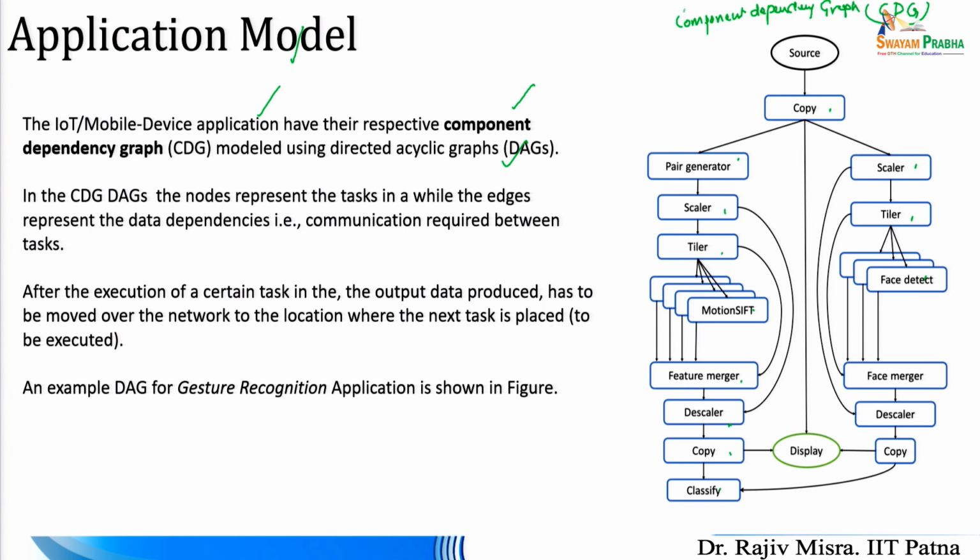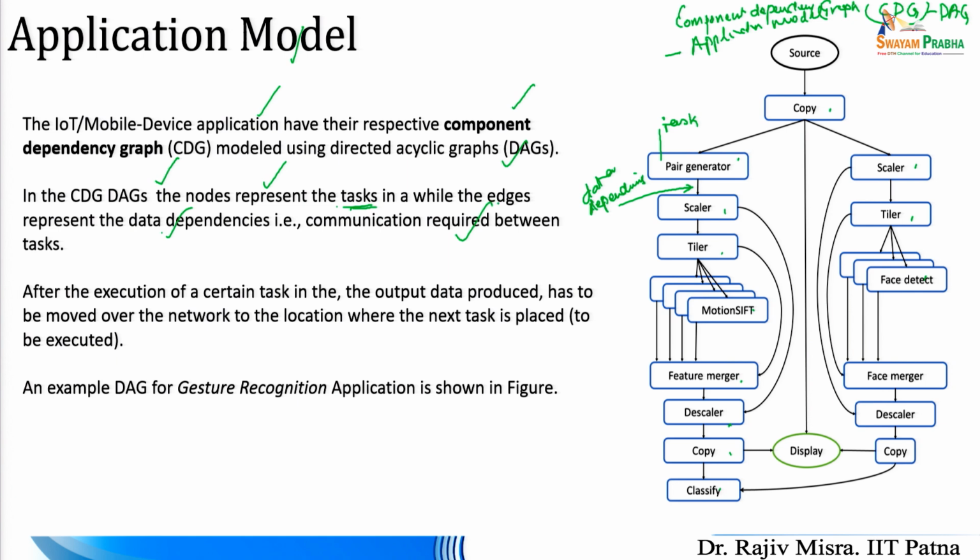CDG, and it often represents the application model. So, the CDG is nothing but a DAG, directed acyclic graph. The nodes here represent the tasks. In a while, the edges represent the data dependencies, that is the communication between tasks. That is the communication required between the tasks.